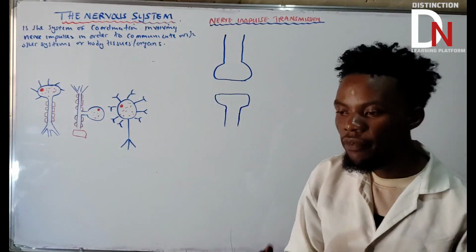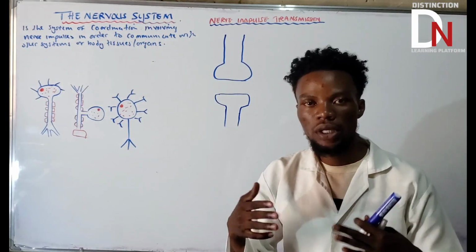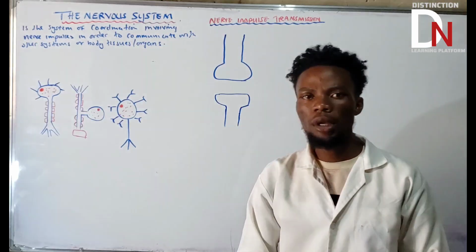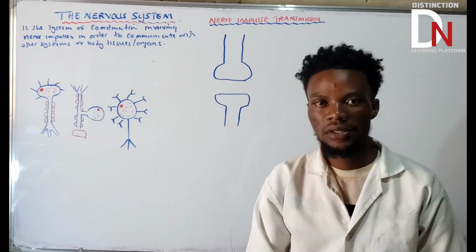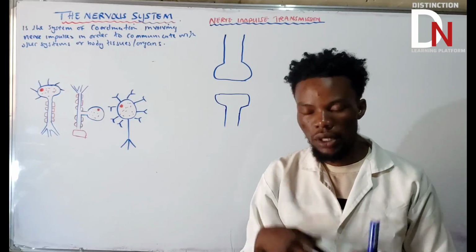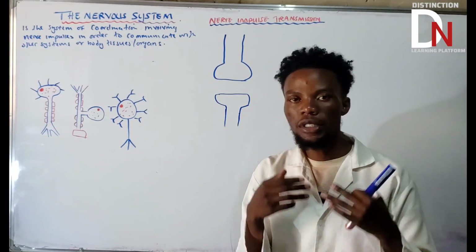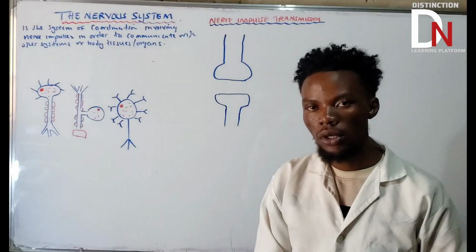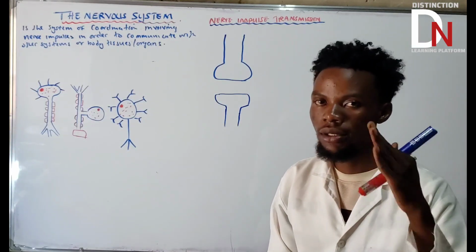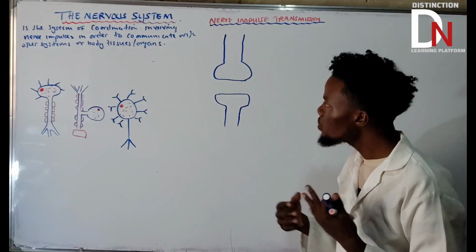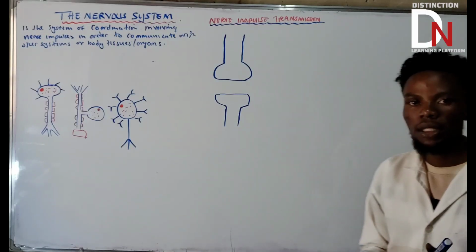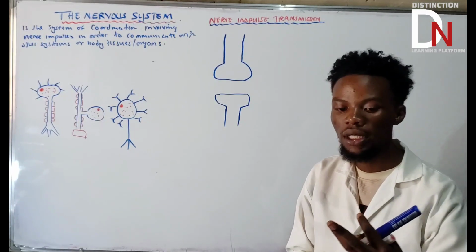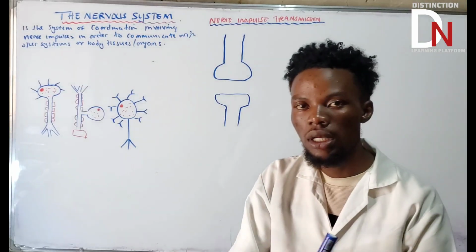So we're saying the nervous system is going to use nerve impulses in order to communicate with other systems like the digestive system, or other body organs like the heart. The moment you see using nerve impulses, we are talking about the nervous system. Using hormones, we are talking about the endocrine system. Since we know that it's a system of coordination, how many systems of coordination do we have? We have two systems of coordination: the endocrine system and the nervous system.